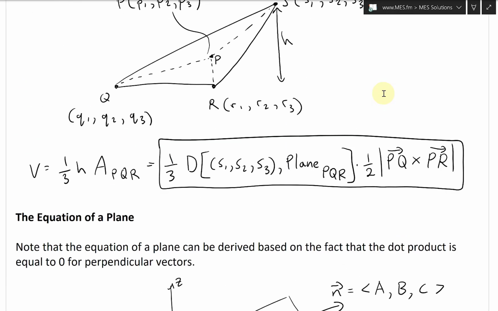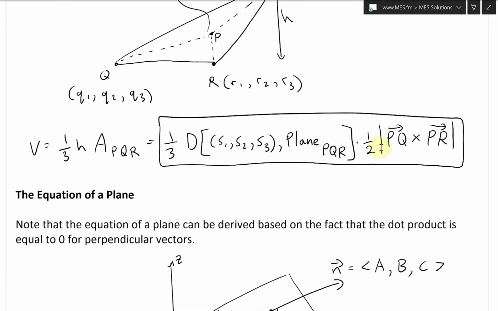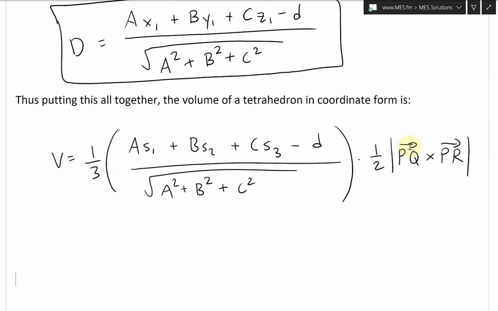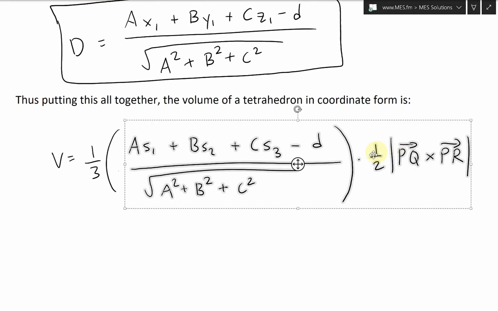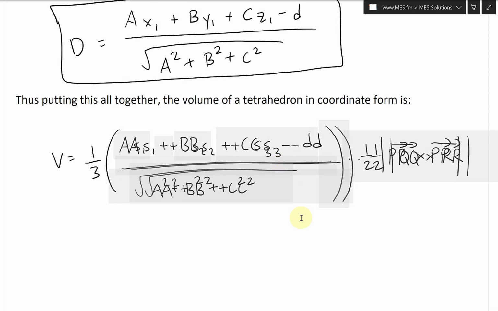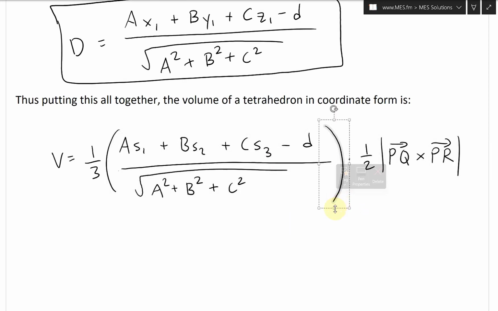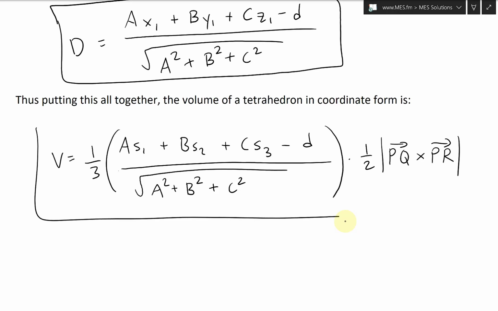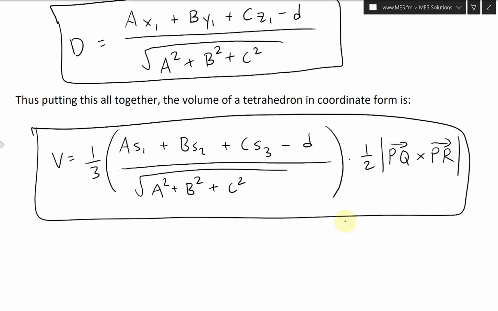Let's go look at the formula we had. So there's the distance, and there's the 1/2 PQ cross PR, which is quite fascinating stuff indeed. I'll move this into the center. And yeah, this is some epic stuff right here. What I'm going to do is box the entire volume formula in, like this. All right.